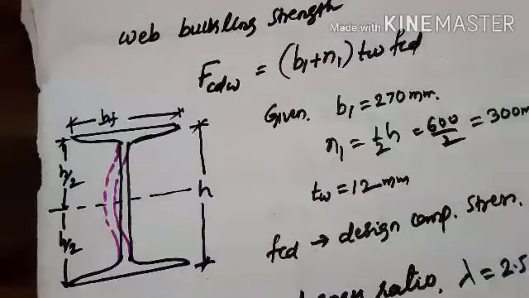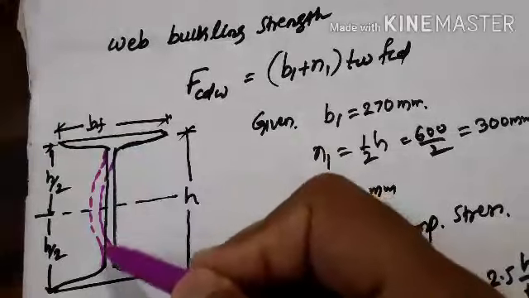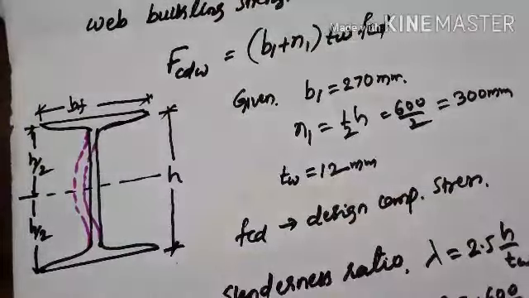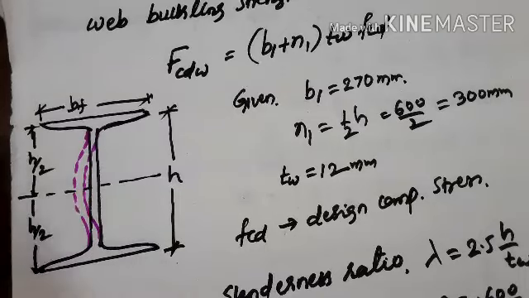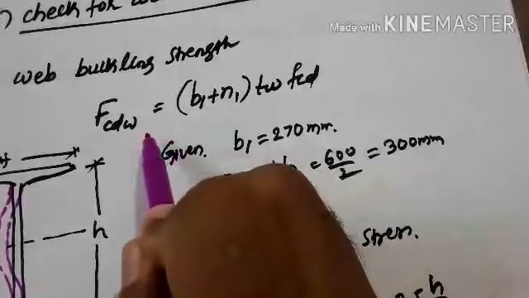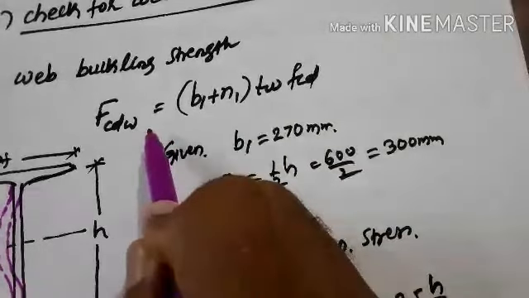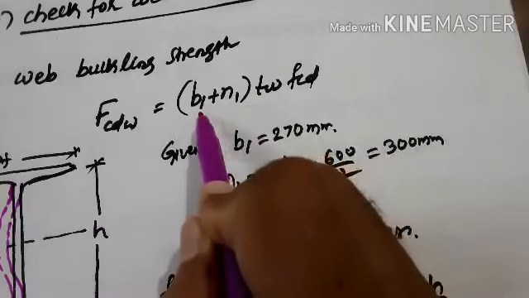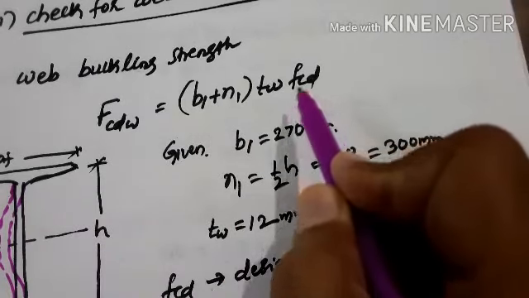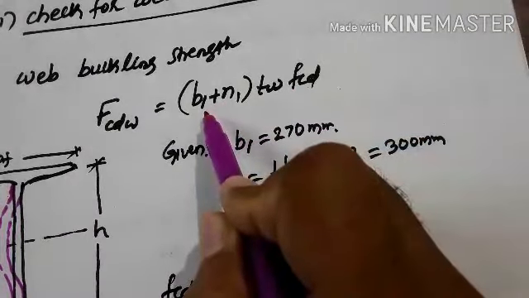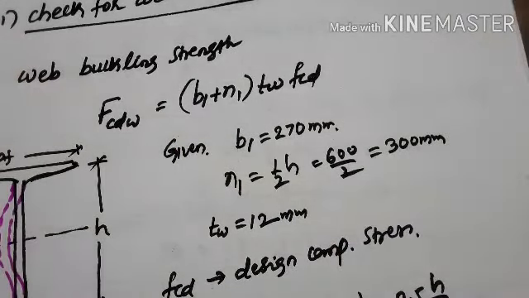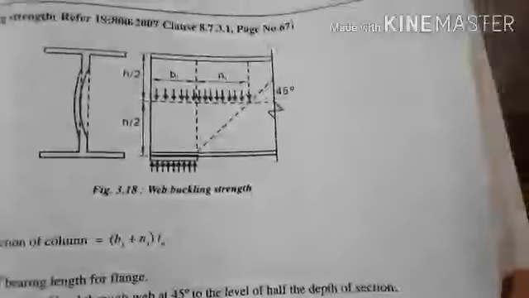Like this we get the buckling. So how much buckling strength do we need to calculate for this one? This is the formula we know; we have discussed previously how to calculate the buckling strength, that is the design buckling strength. This is (B1 + N1) into tw into fcd, and this B1 is the stiff bearing length, which we have discussed previously. Let us look at this figure here.